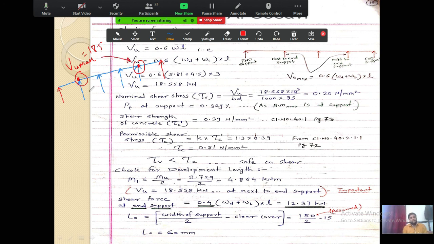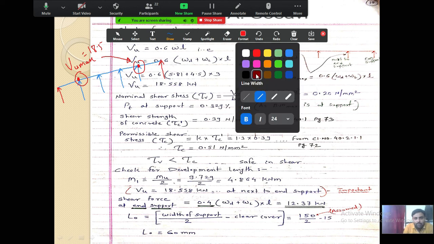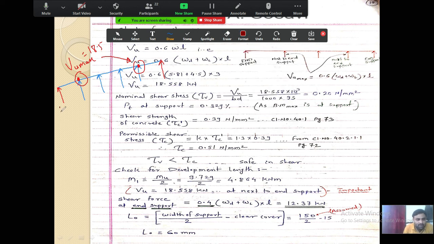But development length is not there at this point. Development length always exists at the end point here. Your development length always exists at the end point. I will write shortly Ld. So your development length is always at the end point. So for the development length calculation, you need to calculate what is the shear force present at this point.